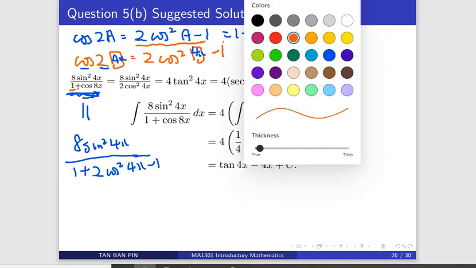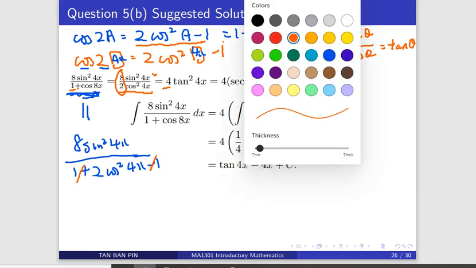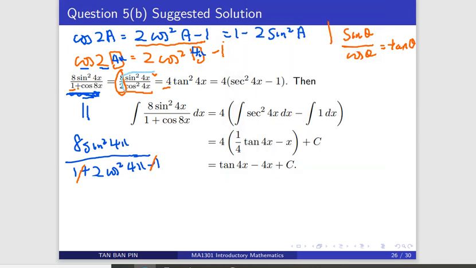And then after that, you can cancel 1 and 1. So that's how you end up with 8 sine squared 4x over 2 cosine squared 4x. 8 over 2 will give you 4. And remember, sine theta over cosine theta gives you tangent theta. So sine squared 4x over cosine squared 4x will give you tangent squared 4x.